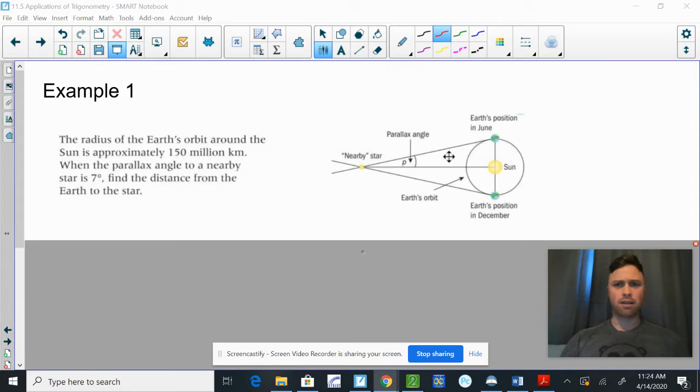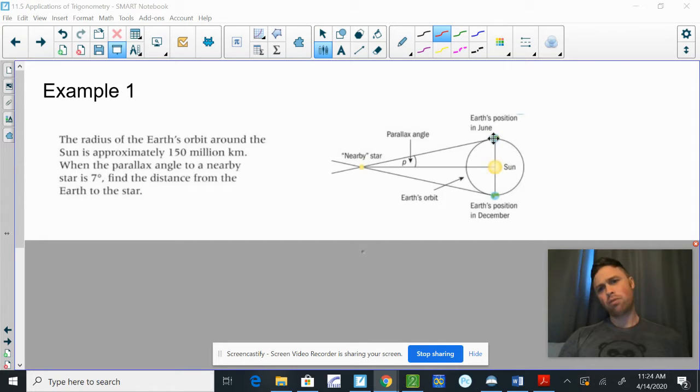Really, what they should say, like, there's no way we'd be able to measure that. They really ought to be telling us the angle that we'd be measuring right here from Earth's perspective. But that's the angle that they give us. So at any rate, how do we approach a problem like this?